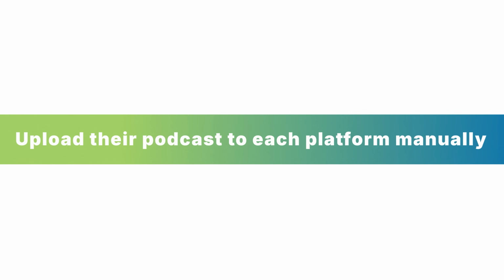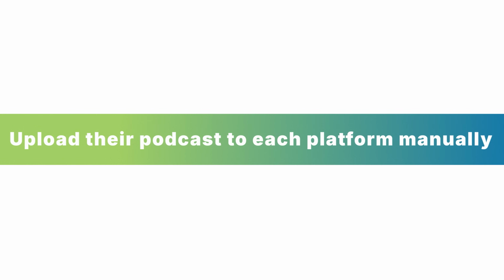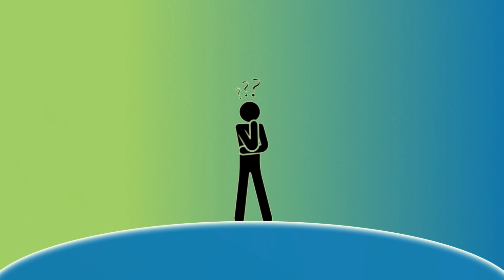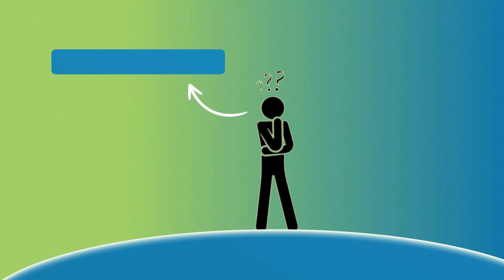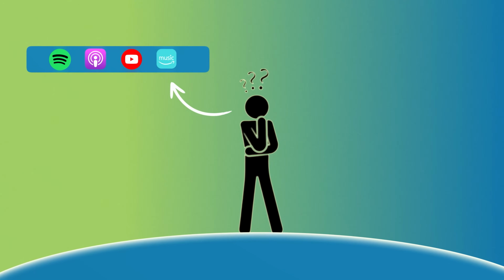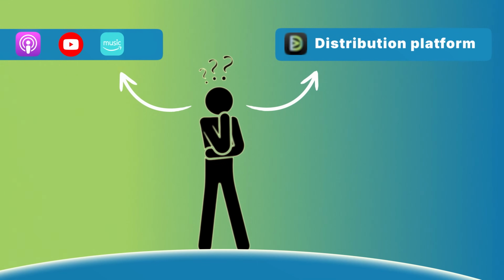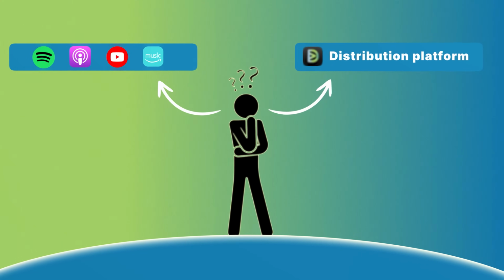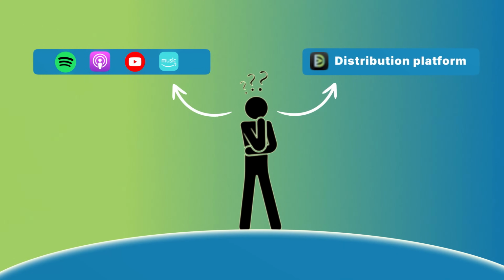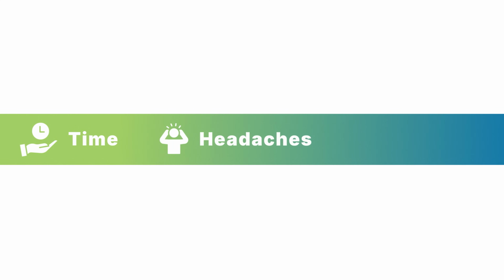Most beginners think that they have to upload their podcast to each platform manually. Wrong. What you need is a distribution platform, and here's what that means. Instead of uploading to Spotify, Apple, YouTube, and everywhere else one at a time, you upload once to your distribution platform. That platform then handles the rest. Using one saves you time, headaches, and mistakes.